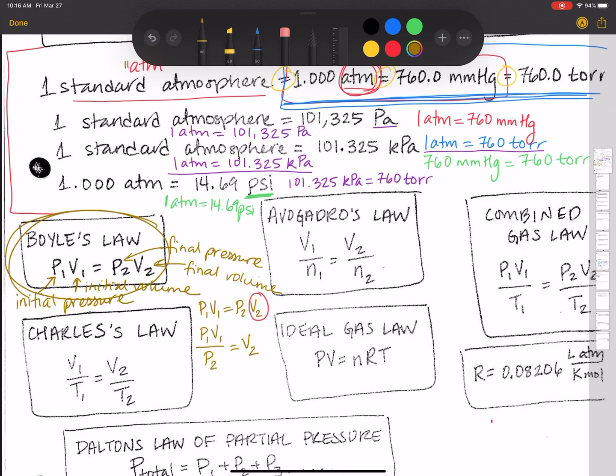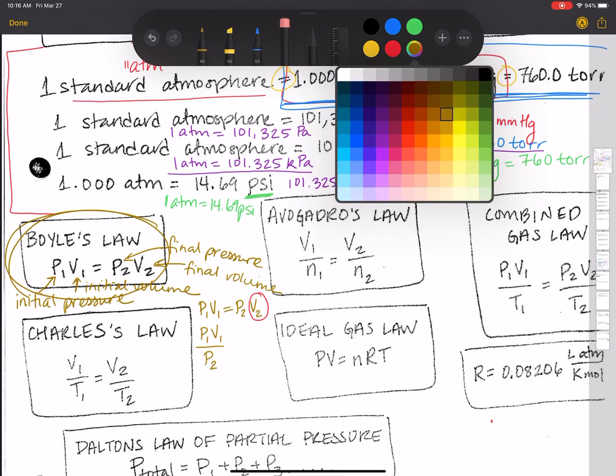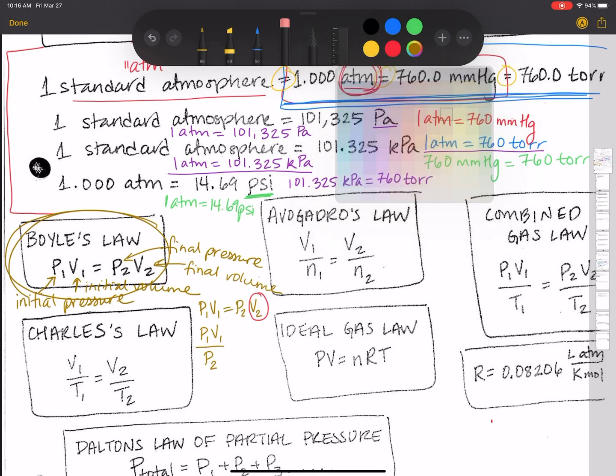And remember, if I decided to write out my V2 on this side of my formula, it doesn't make a difference. It still means the same thing. So let me do another example of how you're going to be isolating variables.